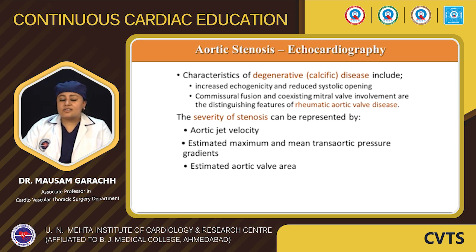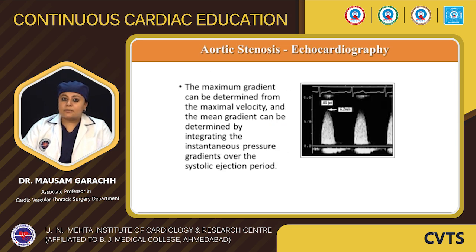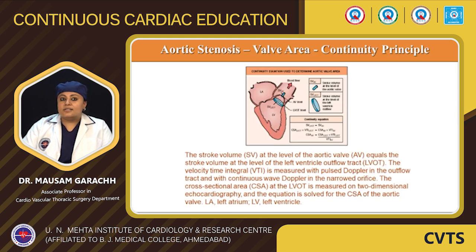The severity of the stenosis can be represented by aortic jet velocity, the estimated maximum and mean transaortic pressure gradients, and estimated valve area. The pressure difference that causes the blood to flow between the two chambers can be estimated using a modification of the Bernoulli equation. The maximum gradient can be determined from the maximal velocity, and the mean gradient can be determined by integrating the instantaneous pressure gradients over the systolic ejection period. The aortic valve area is calculated on the basis of the continuity principle.